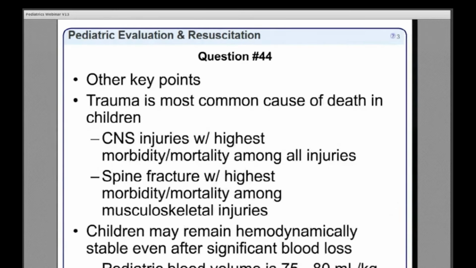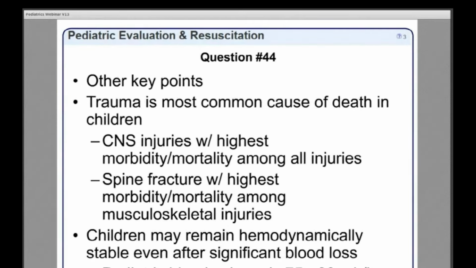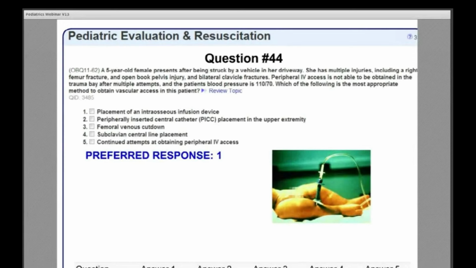Other key points about pediatric trauma are that this is the most common cause of death in children, and that CNS injuries have the highest morbidity and mortality among all injuries, that spine fractures have the highest morbidity and mortality among musculoskeletal injuries, and that children can remain hemodynamically stable even after significant blood loss. And remember that pediatric blood volume is about 75 milliliters per kilogram. So, knowing that the intraosseous line is a safe option, you are able to select number 1, placement of an intraosseous infusion device.